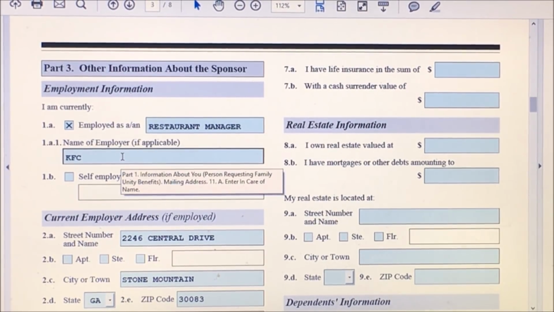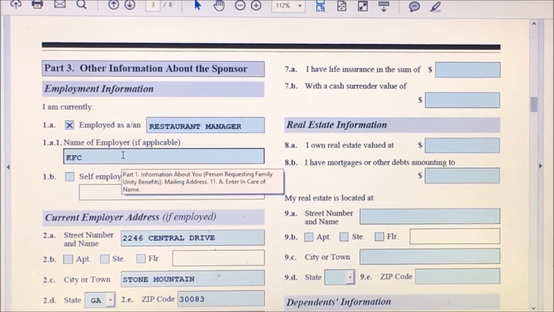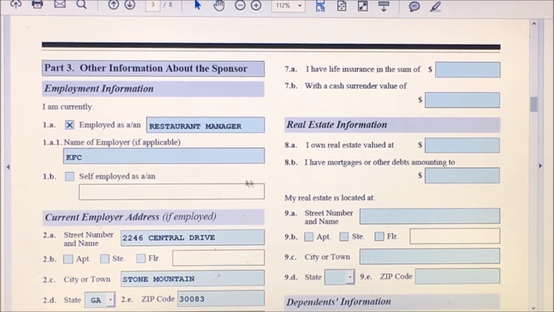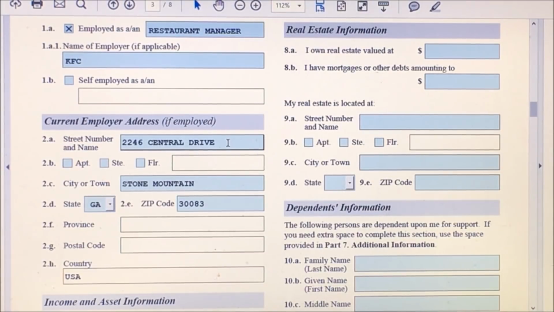The name of the employer. If you are employed somewhere, write the name of the actual employer that pays you salary. If you're working at the client site as a consultant, don't write the client name, as that is not your employer. Okay, then self-employed. If you have your own business such as consulting service, retail business, mention it here. Okay, then current employer, write the address where you work or own a business. So just write the address in here.